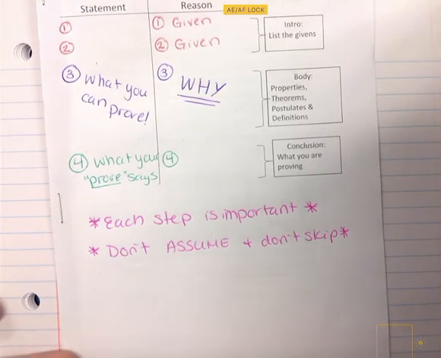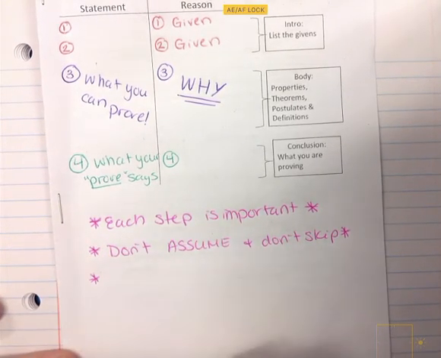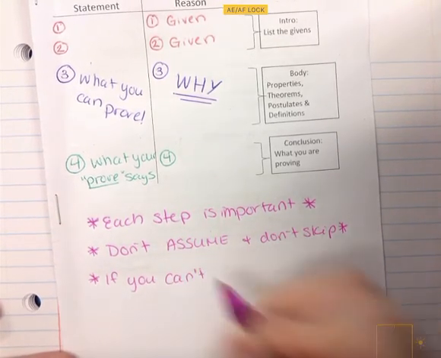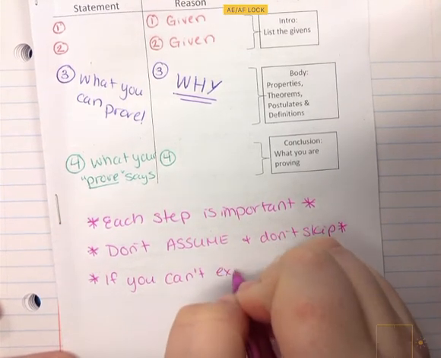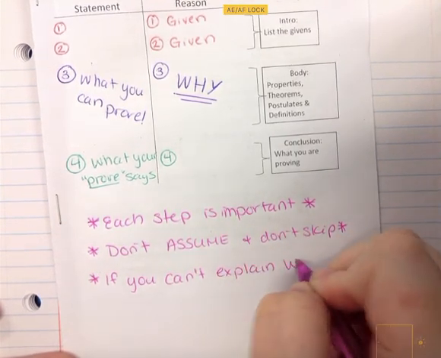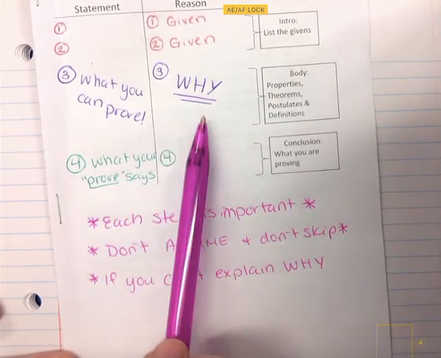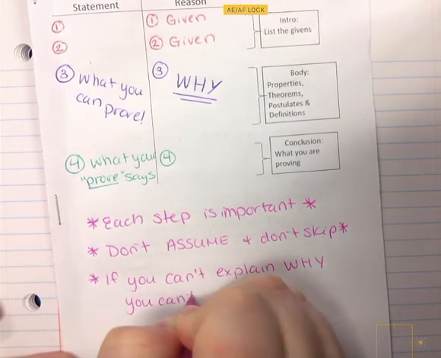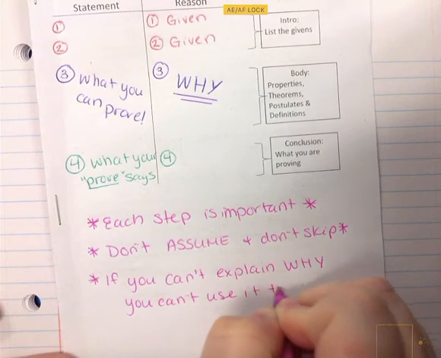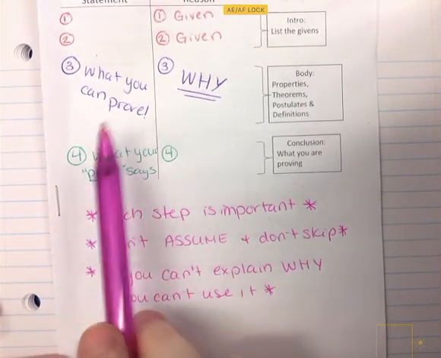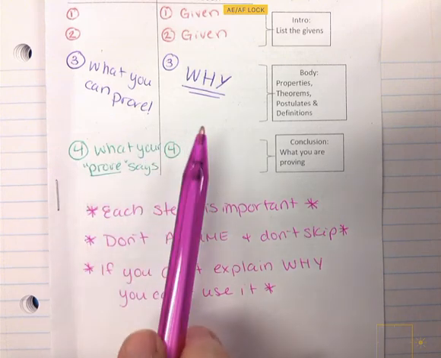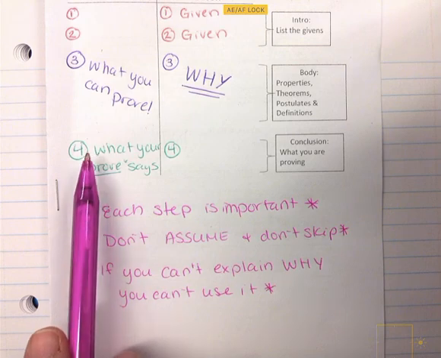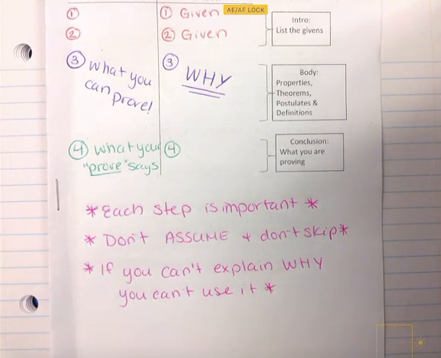Don't assume anything. And the last thing about this is if you can't explain why, if you don't know the reason, then you can't use it. You have to have a reason for everything you say. So if you don't know the reason for it, you need to come up with another way to figure out what to say, or figure out the reason why what you want to say does work.